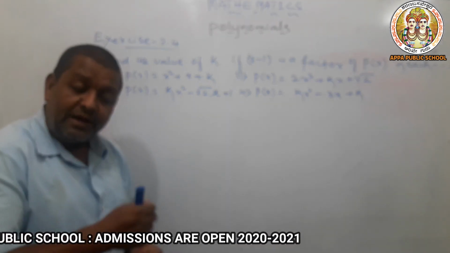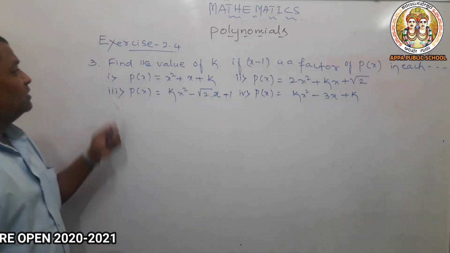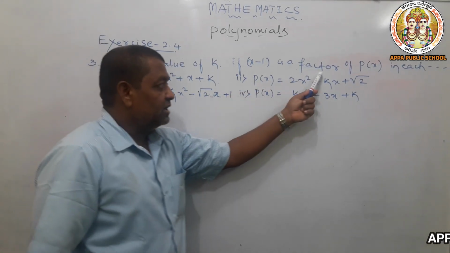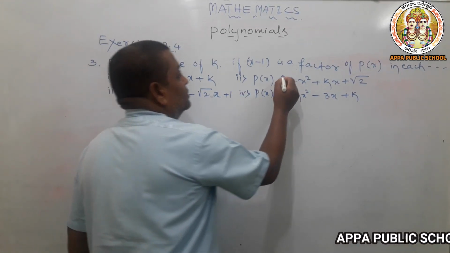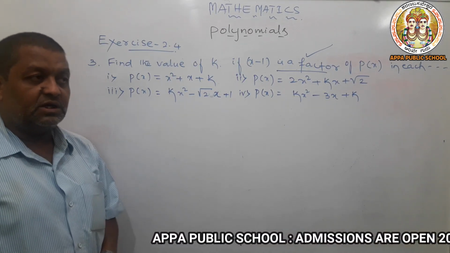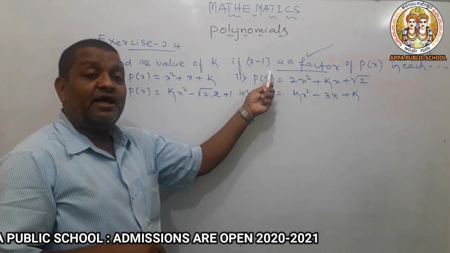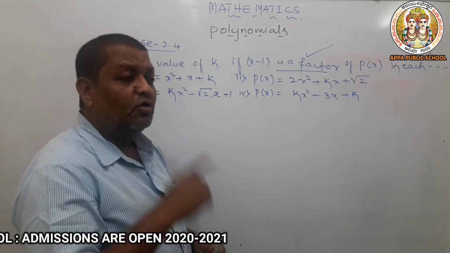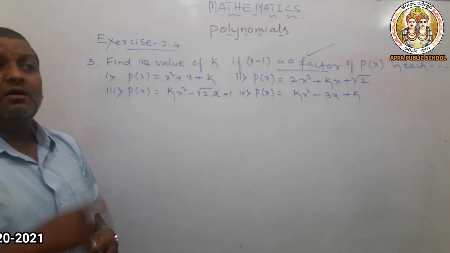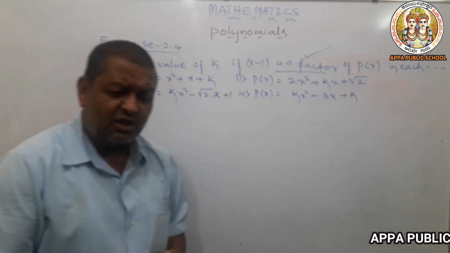So let me continue that idea. By using that concept, we are going to solve this. As usual, once again, we are going to check. Already it is told that it is a factor. In the last two cases, we checked whether it is a factor or not. Here, it is already a factor. So once it is a factor, what does it mean? Come to the second condition of the factor theorem. What is the second condition of the factor theorem?